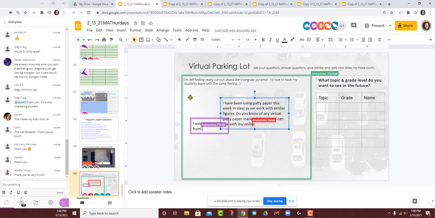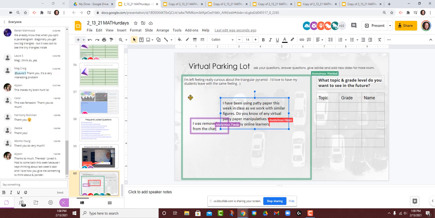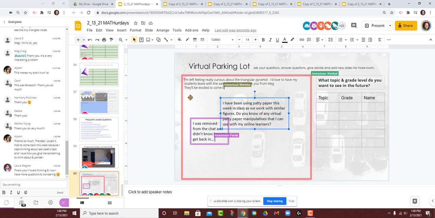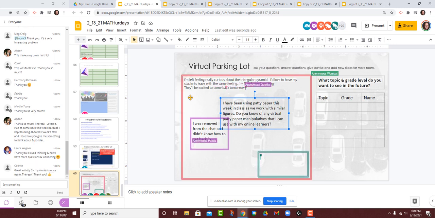Oh, whoever wrote that in there, that made my day. It said, I'm left feeling curious about the triangular pyramid. I'd love to have my students leave feeling the same. And isn't that just one of the best things about teaching math, when we're not quite finished, we're still thinking about it. And I bet when you are cuddling up under a blanket watching this ice storm, you're thinking about that pyramid more. And that's just such a great thing. Feel free to make a bunch of little pyramids and put them together and show me on Twitter what it looks like.